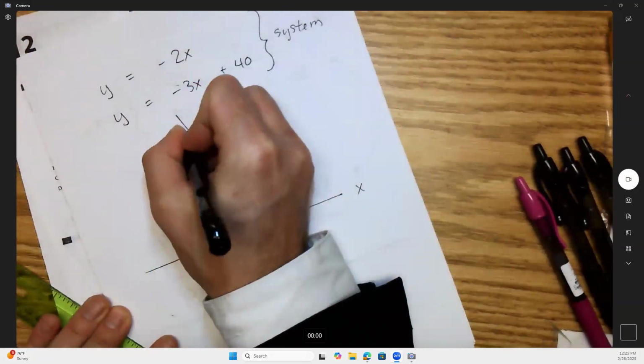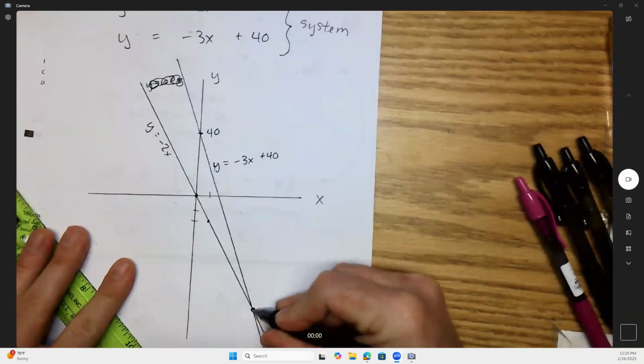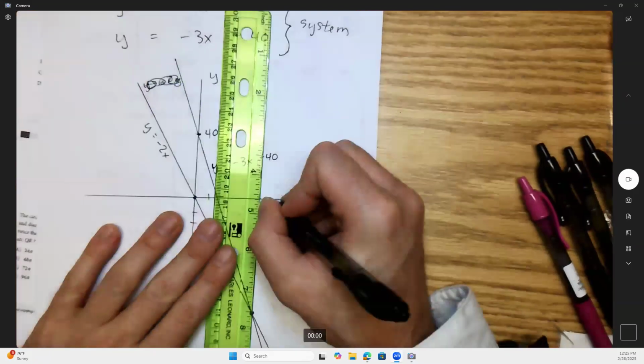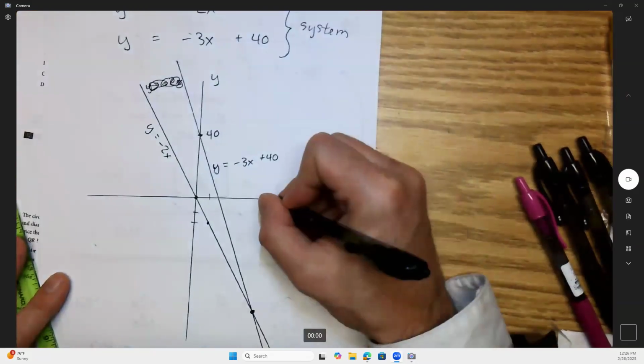Get rid of this. Okay, so I got these two. Do you guys see where these two lines cross? Do you guys see that point right there? Right? Now, see if you guys are following. See if you guys can put this together. Who can tell me what is the x value, the x coordinate, where these two graphs cross?